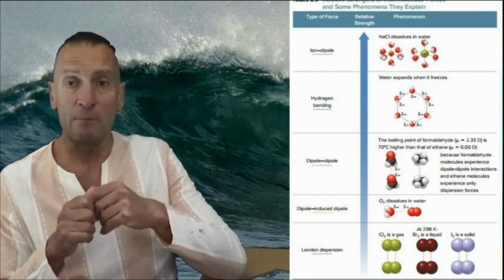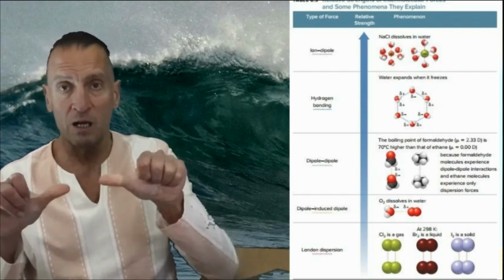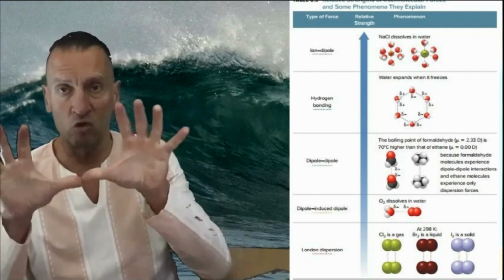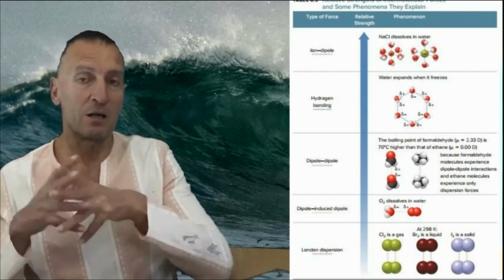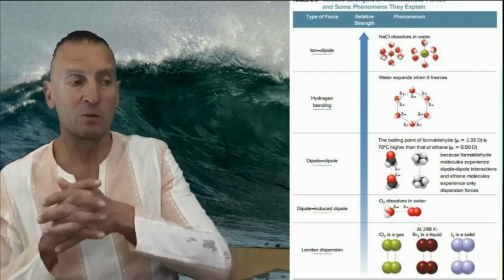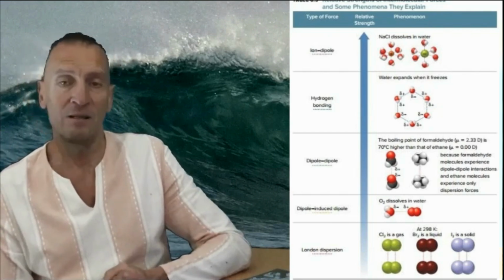The other one is dipole-dipole. That's like two magnets. The positive charge goes to the negative charge, and the two magnets get together. Red and the blue get together, the southern and the northern pole of the magnets. This is why we say formaldehyde is a liquid while ethane is gas.